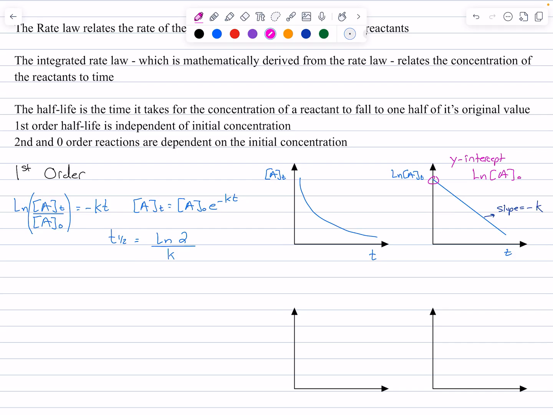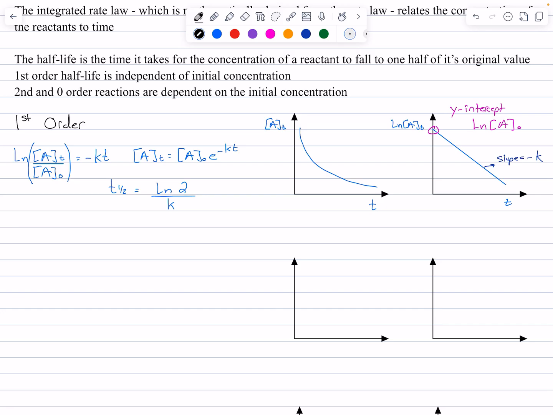So if you were graphing rate data, and you take concentration of A and time, and you get a nice curve here, and then you graph the natural log of concentration of A and time, and you get a straight line, that's good. That's what we want. Okay, I know we have first order.